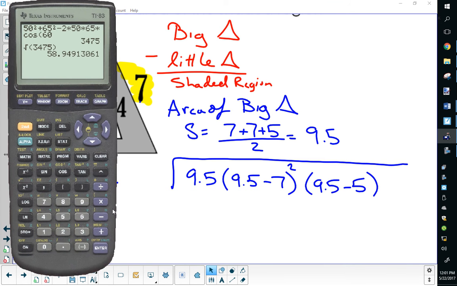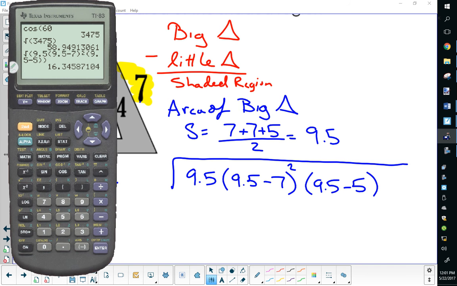So in my calculator, second square root, 9.5, parentheses 9.5 minus 7, all squared. Parentheses 9.5 minus 5. Close up the parentheses. Hit enter. My final answer is 16.35.